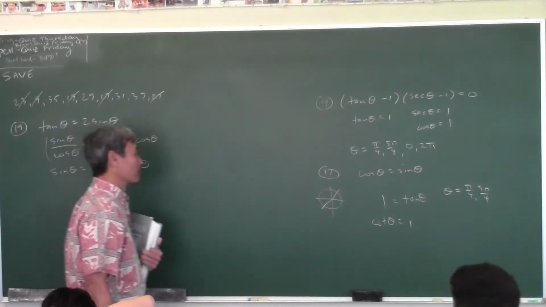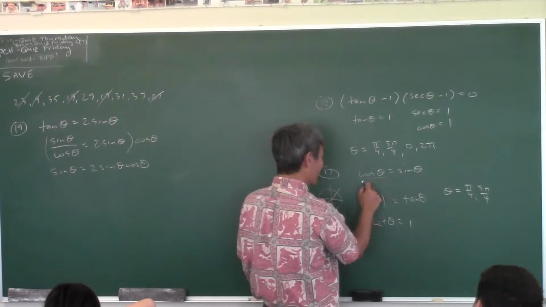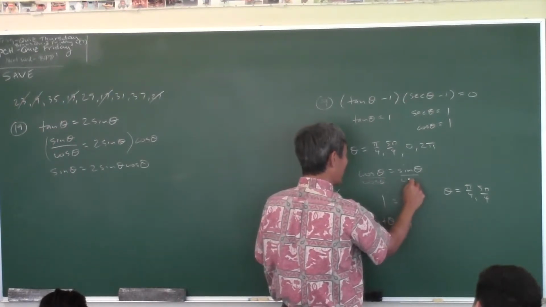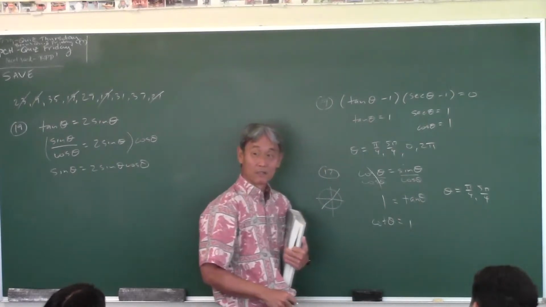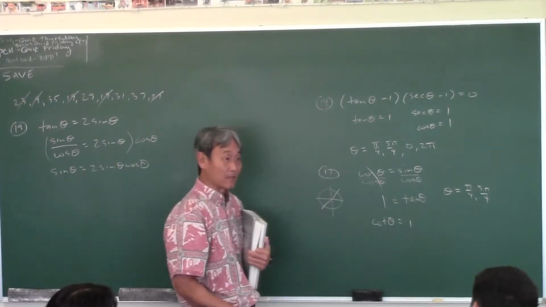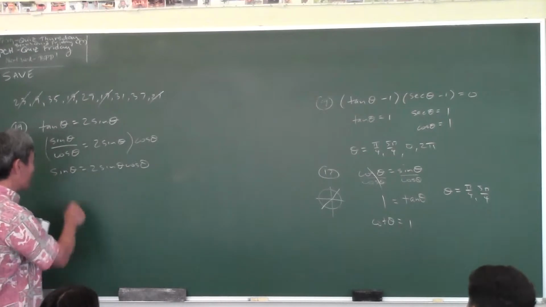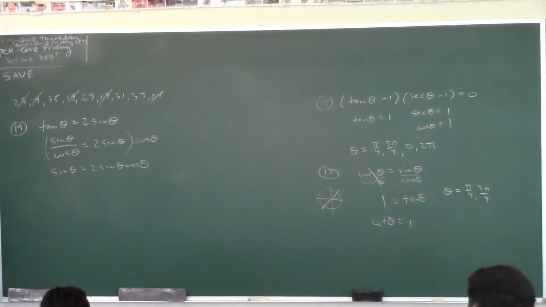Now, some of you are probably thinking, Mr. Park, but over here, you divided both sides by cosine theta. Yeah, but I didn't cancel it from both sides of the equation. From the left side, I canceled it out, but not from both sides.